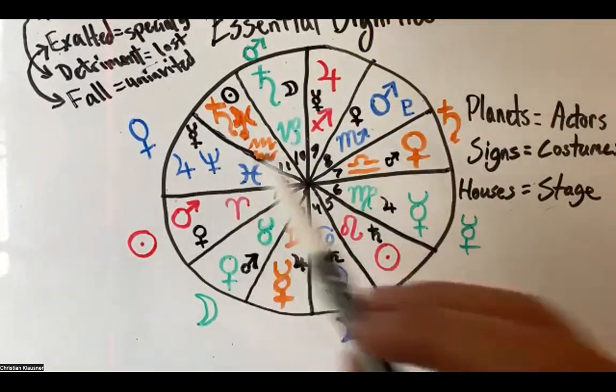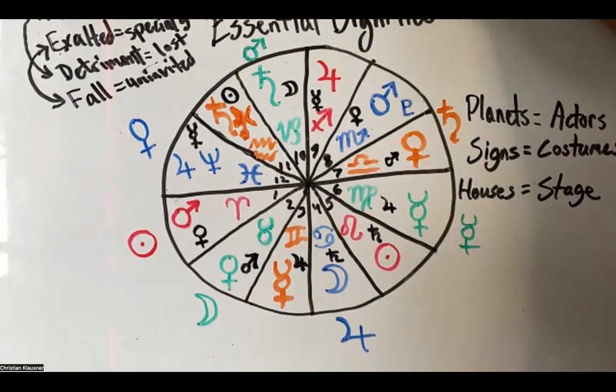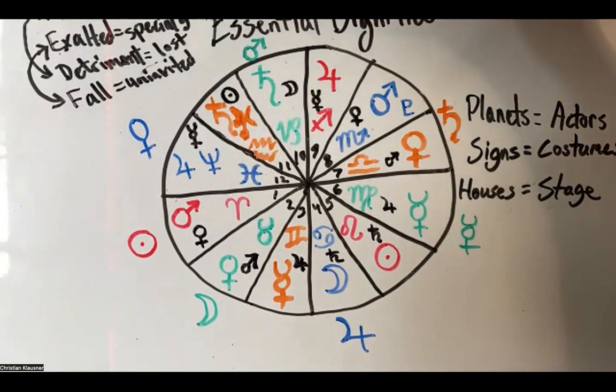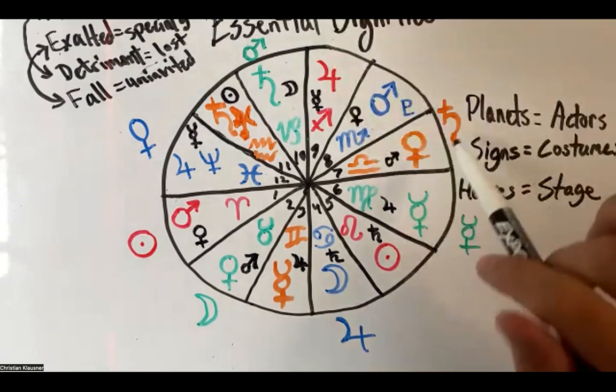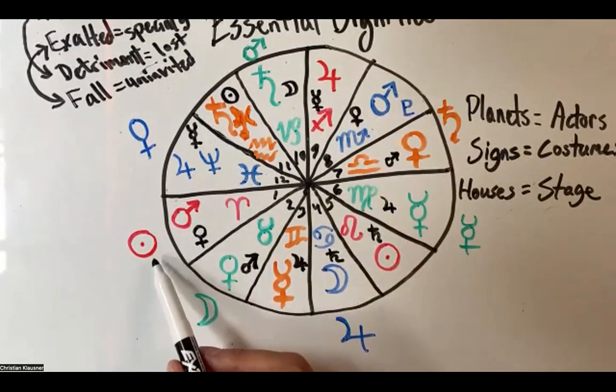All right, so those are the detriments. Now, the last thing we have here is the fall, the planets that are in fall. Planets that are in fall are going to be the planets that are opposite the exalted ones. Okay. So basically, Saturn has its fall in Aries.